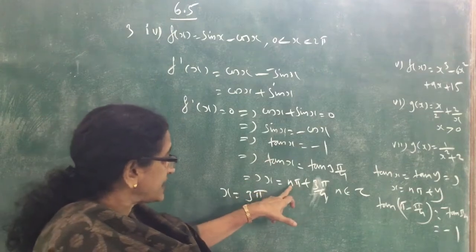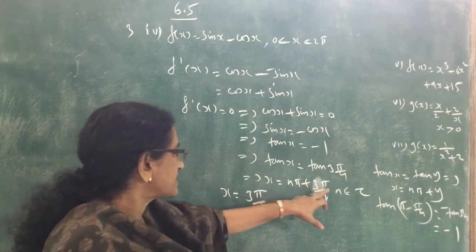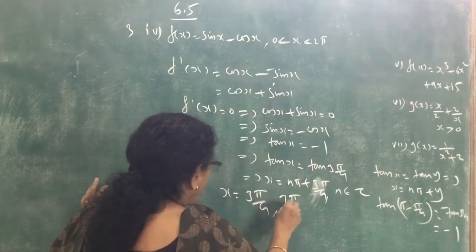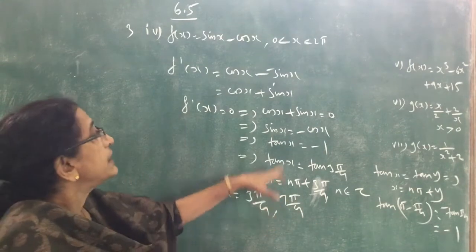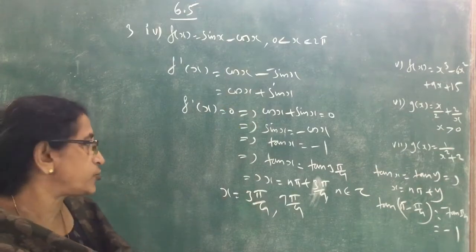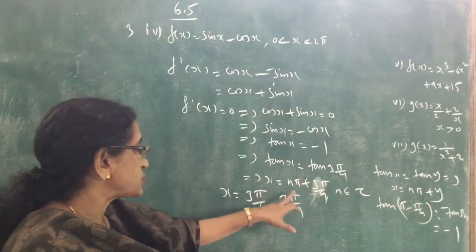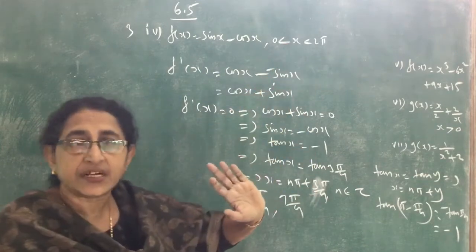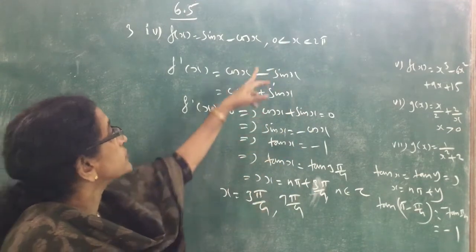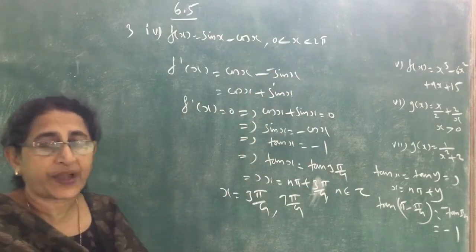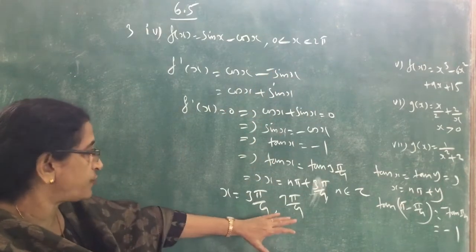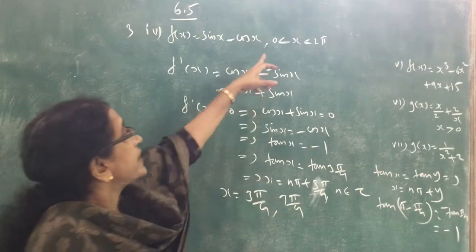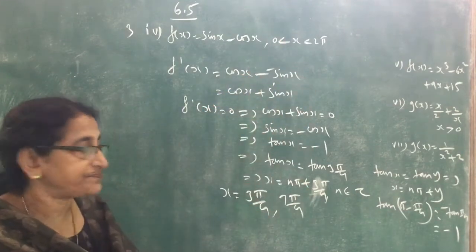Now when we put n equal to 1, pi plus 3 pi by 4, that is 7 pi by 4. That is also in this interval 0 less than x less than 2 pi. Now when we substitute n equal to 2, that will be more than that, so no need. So only these two values belong to the interval 0 less than x less than 2 pi. So there are only two values for which f dash x equal to 0 in the interval.